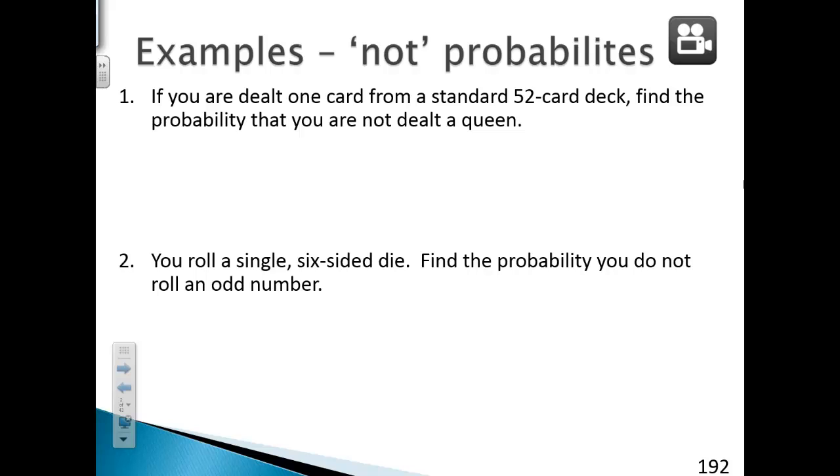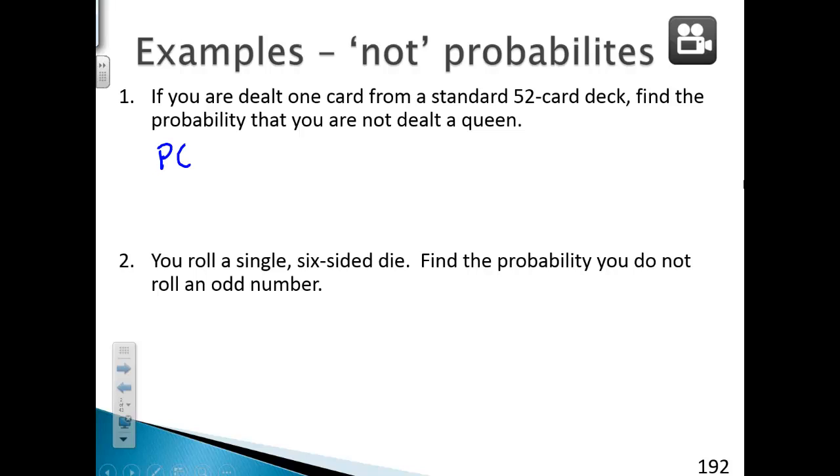Okay? So, first example. You're dealt one card from a standard 52 card deck. Find the probability that you are not dealt a queen. There is a formula for this, and even though this is one where we know there's 4 queens, so there's 48 that are not queens, we could do 48 over 52 and be done with this problem just by reducing that fraction. However, I want you to start using the formula because we're going to have problems later where they're not quite so easy and you're going to have to use the formula.